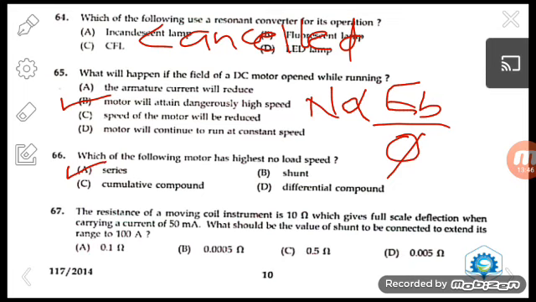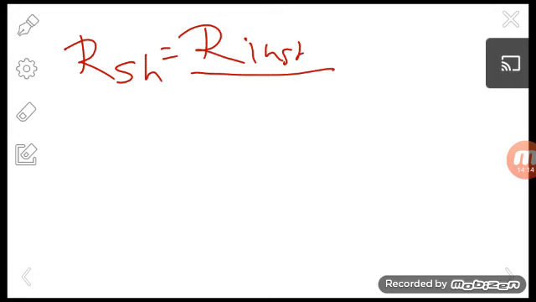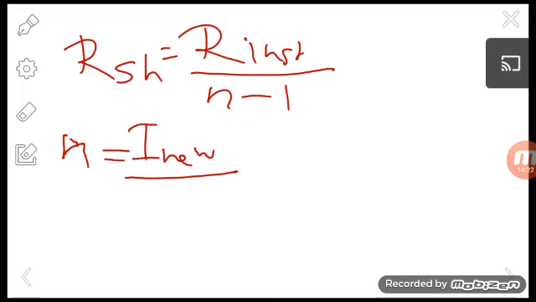Okay, and the next question is, the resistance of a moving coil instrument is 10 ohm, which gives full scale deflection when carrying a current of 50 milliampere. What should be the value of shunt to be connected to extend its range to 100 ampere? So the equation for shunt resistance is R_SH equal to R, the instrument resistance, divided by N minus 1. Here we have to calculate the value of N, which is the new range of the meter divided by full scale deflection.